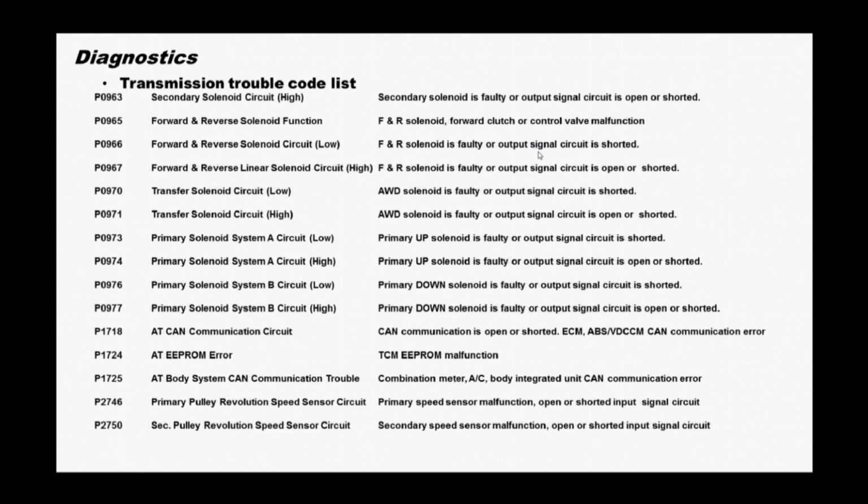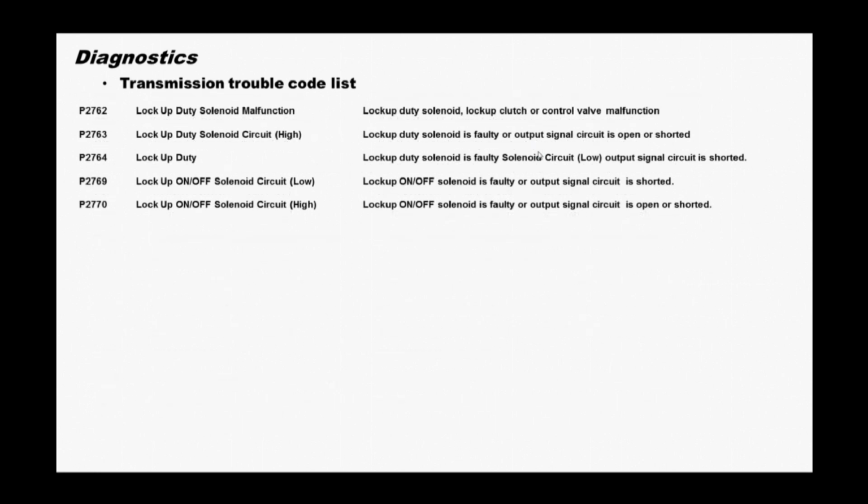Continuing on the list here, we have basically codes for each solenoid, circuit codes, and some performance codes. And then in the last slide here, we have your lockup solenoid malfunction or performance or circuit codes for your lockup.